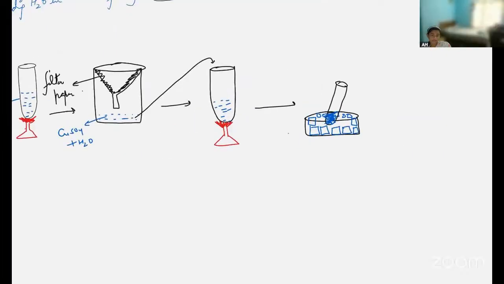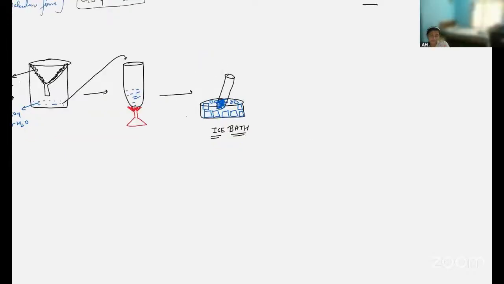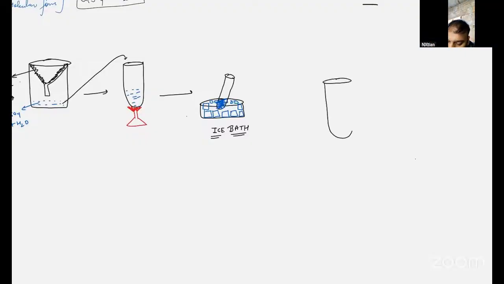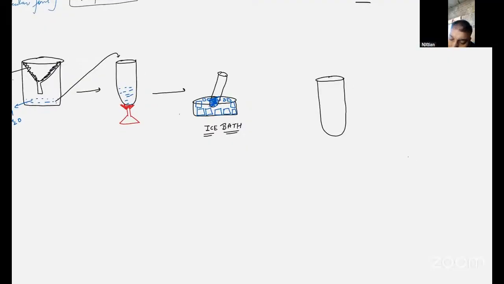What happens when the solution is filtered? Did impurities get caught? Impurities are removed. And then again heat it, and put it into the ice bath.